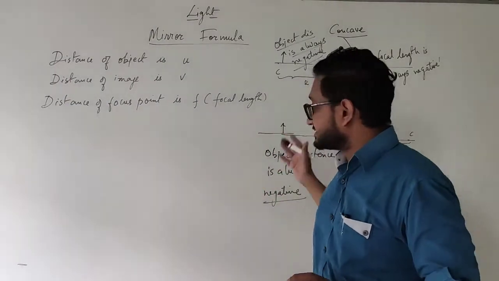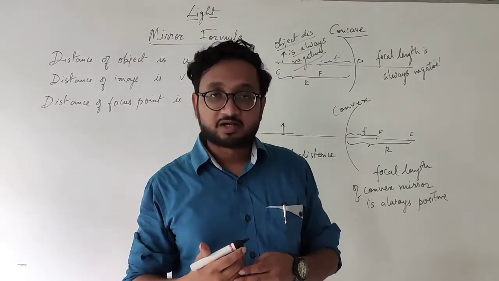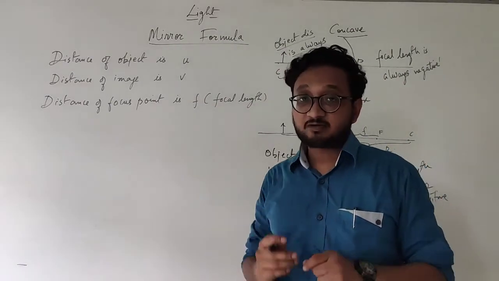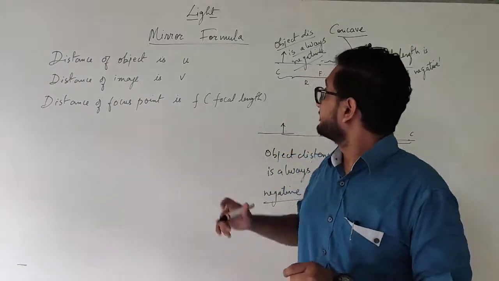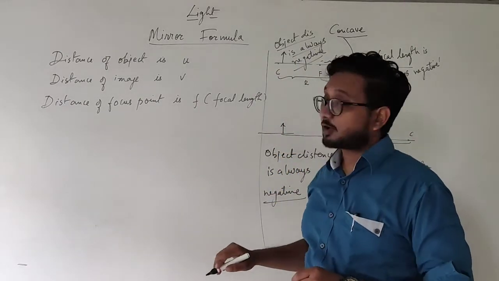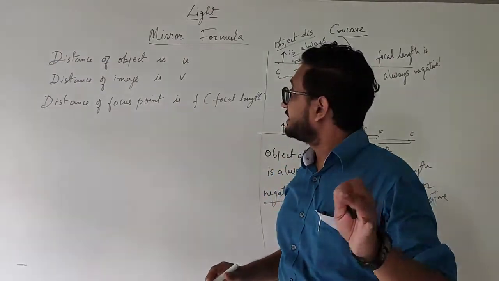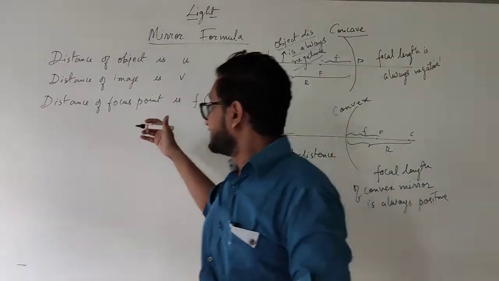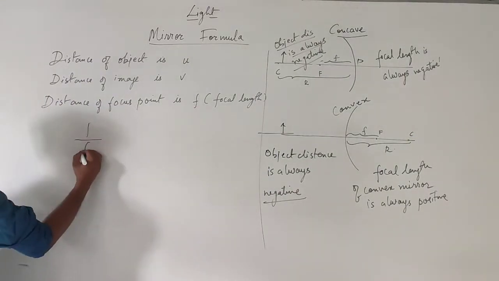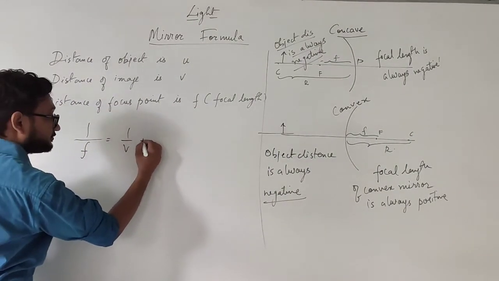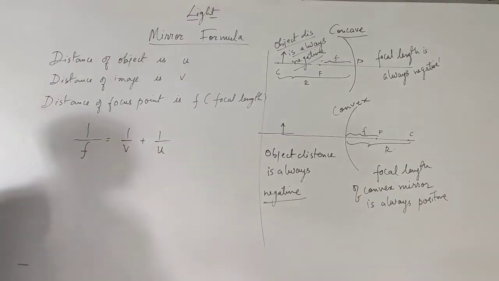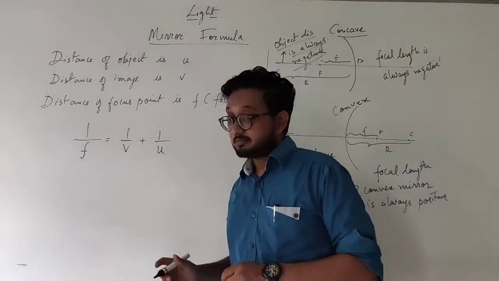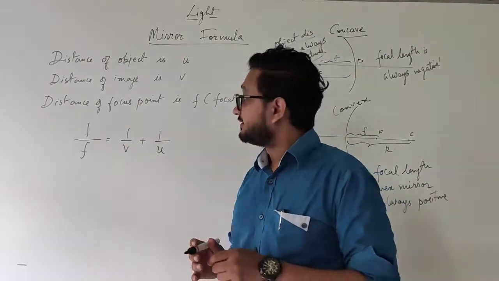Now, in both the cases, the image formation will be different. We'll talk about that while solving the numericals. But now let's get on to our formula for today, and the topic is the mirror formula. The relation between object distance, image distance and the focal length is given by this formula, that is 1 upon f is equal to 1 upon v plus 1 upon u.